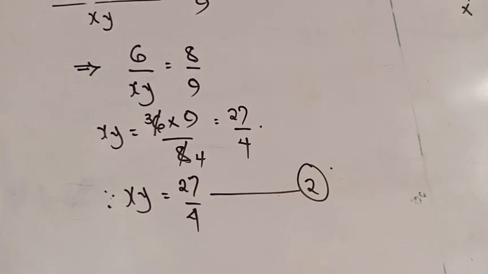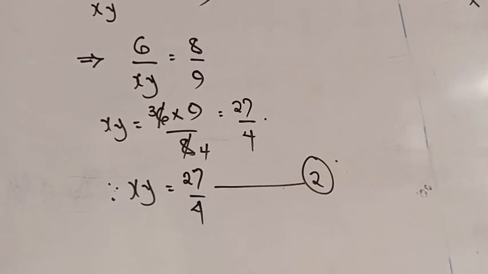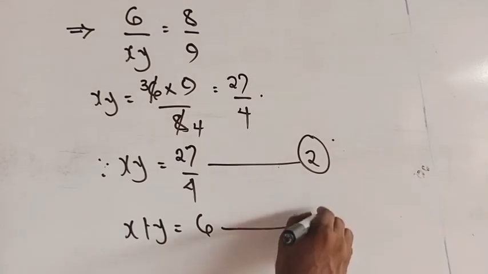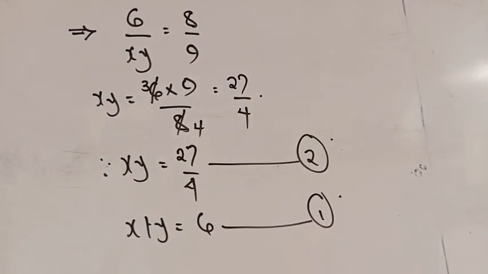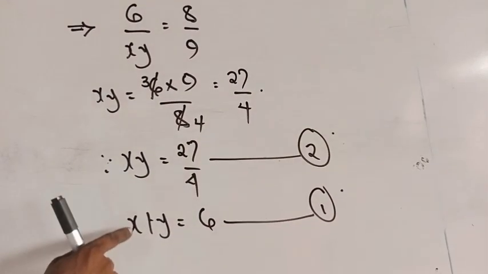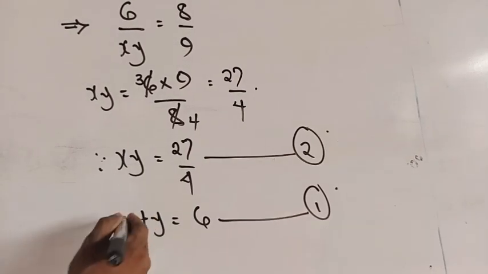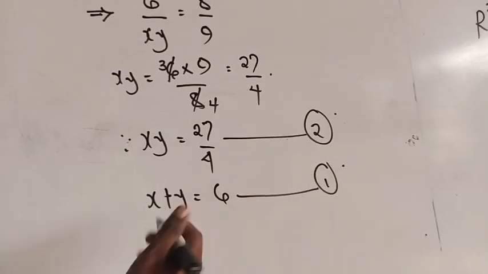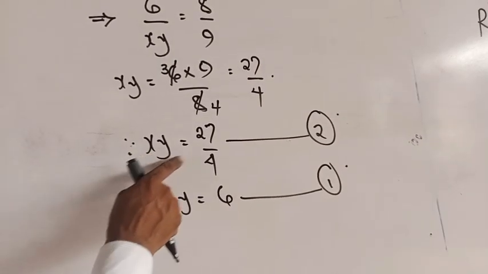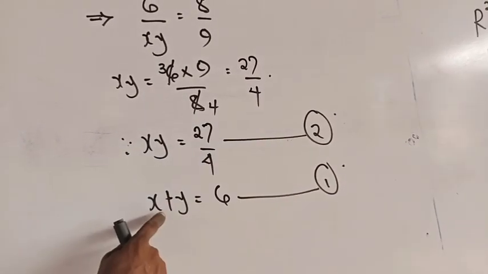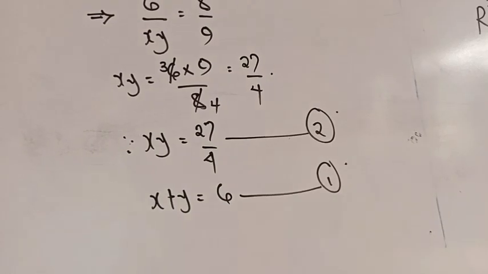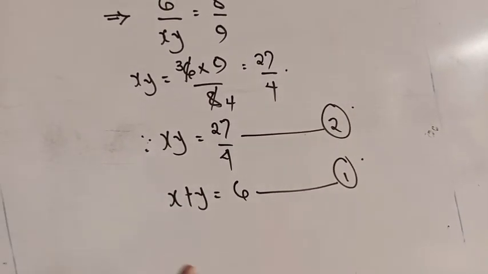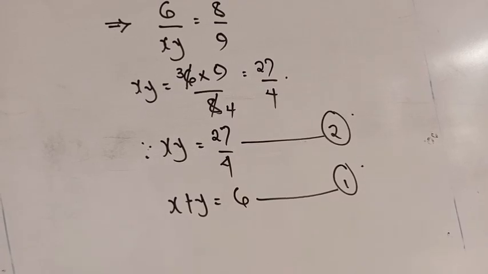So how do we solve equations 1 and 2? Don't forget, our equation 1 says X plus Y equals 6. So let's substitute the values. Let's make any of the variables the subject of the formula. So let's simplify what we have here. XY equals 27/4, equation 2. X plus Y equals 6, equation 1. To solve this, I will make either of the variables the subject of the formula. It's your choice which one you want to make the subject.